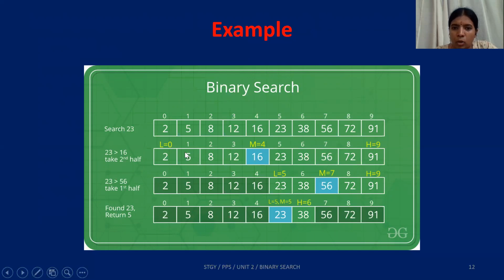So therefore, set your lower boundary equal to mid plus 1. Mid is 4, so mid plus 1 is 5. Now your lower boundary is 5 and your upper boundary is 9. 5 plus 9 is 14. 14 by 2 is 7.